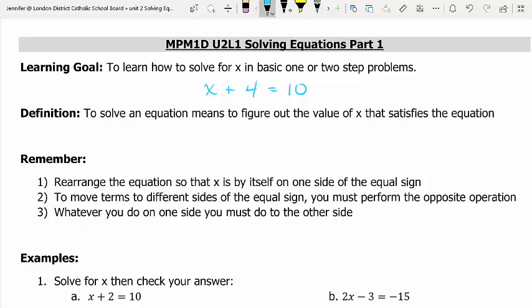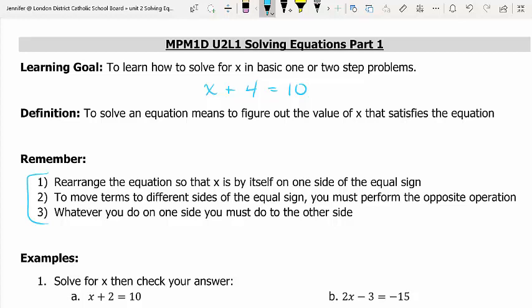So here are 3 things that you always need to remember when solving for x. Now, these 3 things might not make a lot of sense to you right now, but once we get into some examples, remembering these things will be very helpful and it will be very clear why you need to do them. So just bear with me for now, it'll make a lot more sense later.